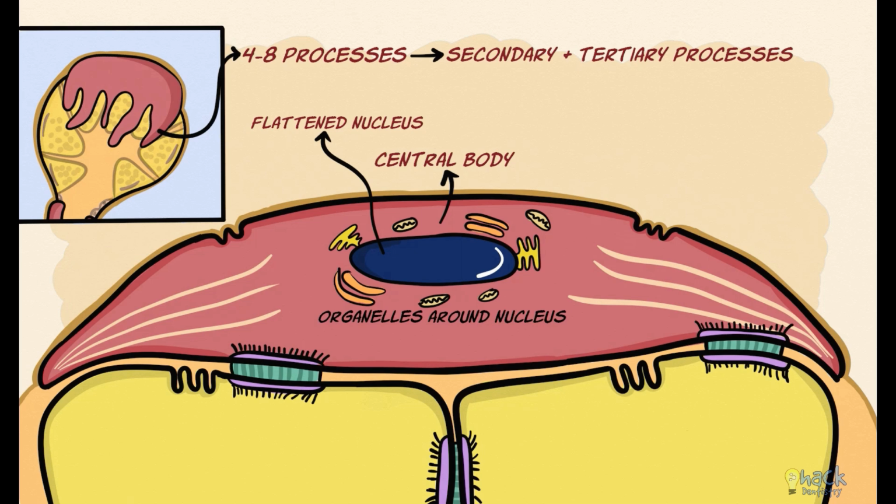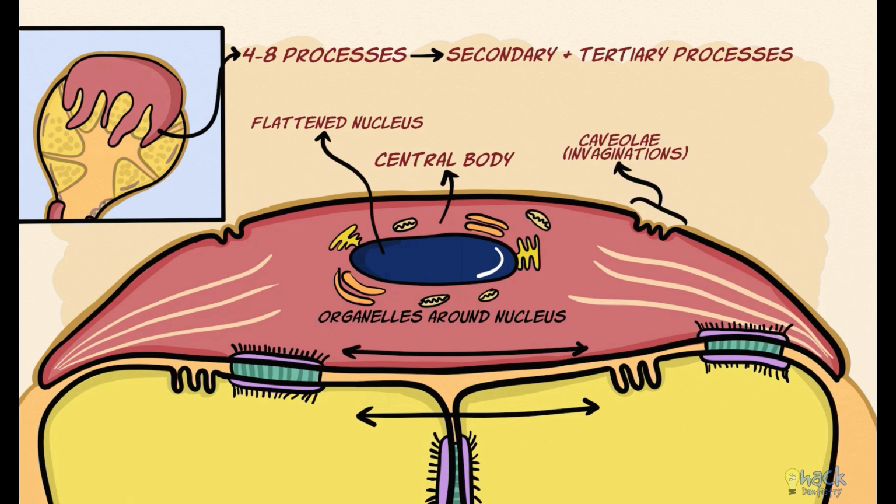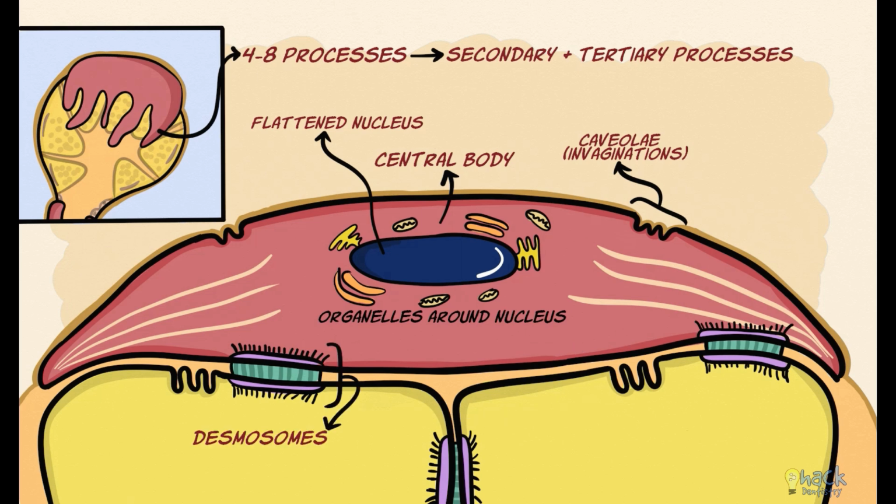The plasma membrane of the cell appears to run parallel to the membrane of the adjacent acinar or the ductal cell. The plasma membrane of the myoepithelial cell has small invaginations called caveolae. The myoepithelial cell is attached to adjacent acinar or ductal cells through desmosomal junctions.